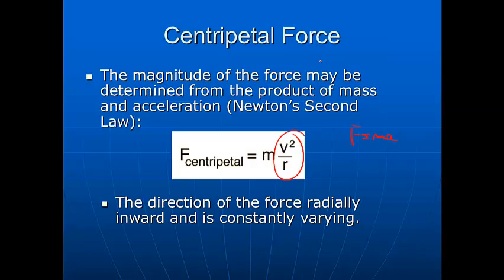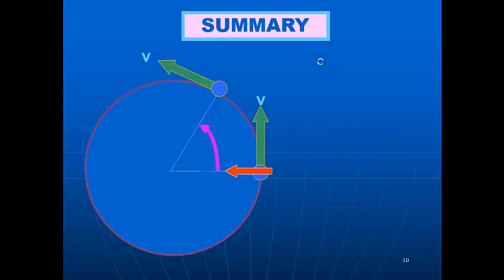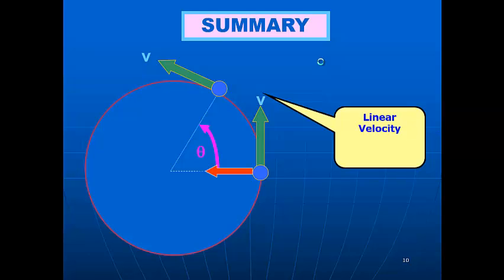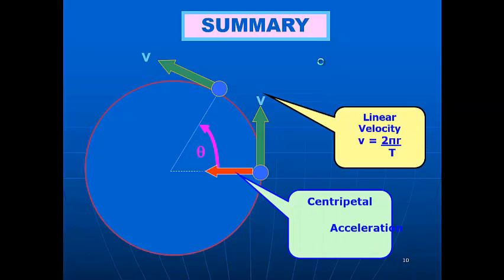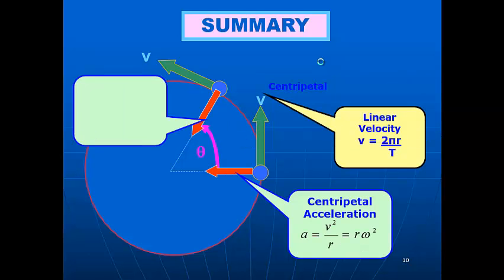The direction of this force, remember force is a vector, is always inward, but it's constantly varying. It's always inward, but of course, as you've got your circle, sometimes it's inward here, sometimes it's inward here. So just to summarize, this is our linear velocity, which is 2 pi r on the period, centripetal acceleration, which is v squared on r, and centripetal force, which is mv squared on r.